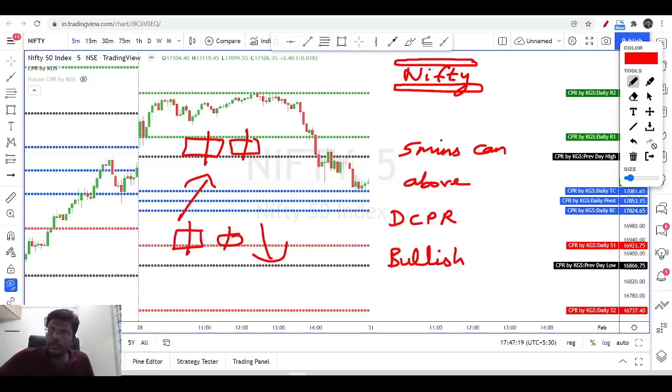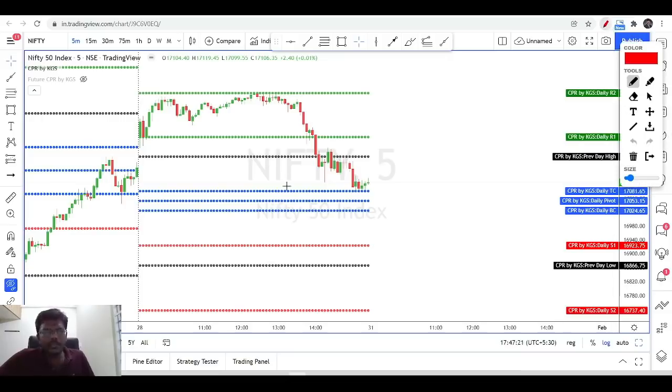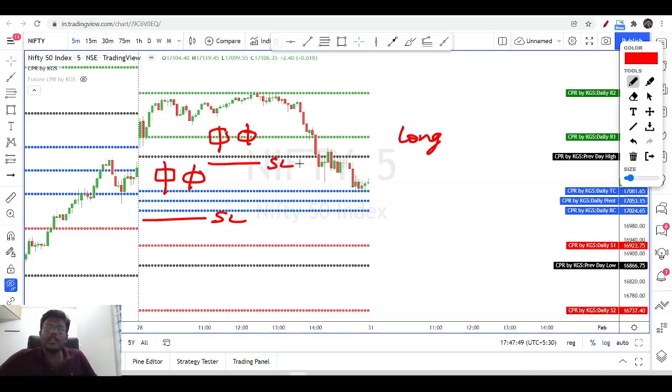Now how can we go for a long opportunity? If the candles are not breaking the resistance and the candles are taking support at the daily CPR, or if the candles are taking support at R1 and previous day high, then these are the areas where you can look for a long position, because your risk is very small. You are going to place your stop loss below daily CPR, or below R1 and previous day high.